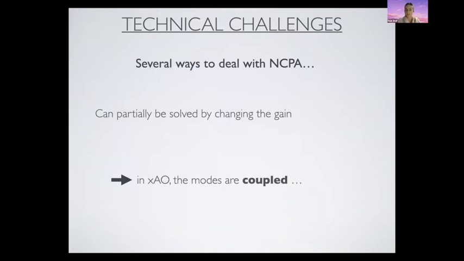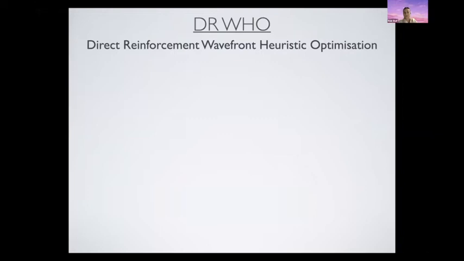There are several ways to deal with those non-common path aberrations, as they have been introduced in previous talks and will be in the future. This can also be partially solved by changing the gain. However, in extreme adaptive optics, the gains are coupled. So I'm going to introduce a method that is complementary to this. So let's go to the heart of the problem.